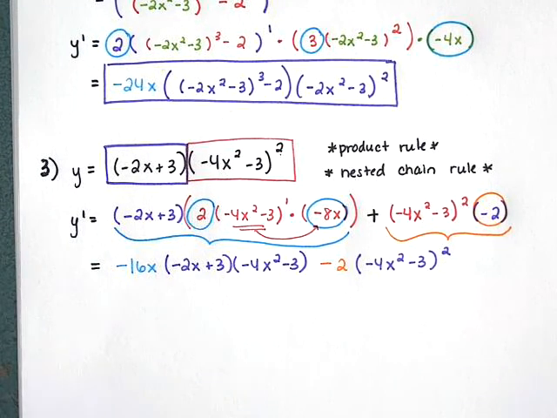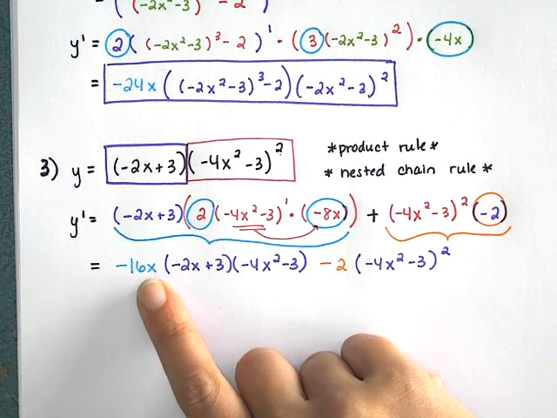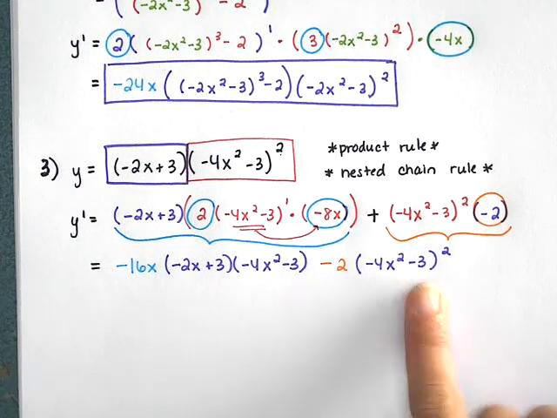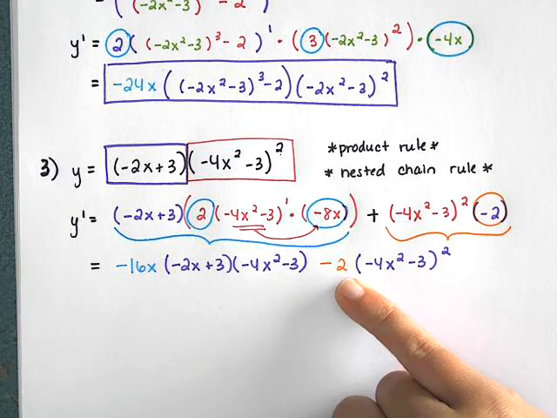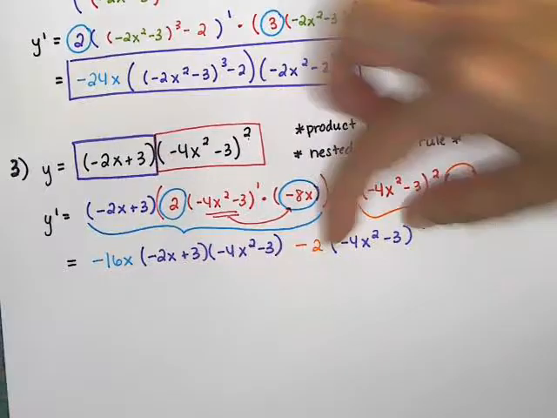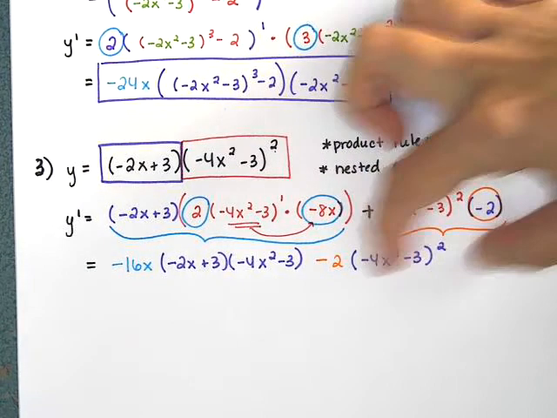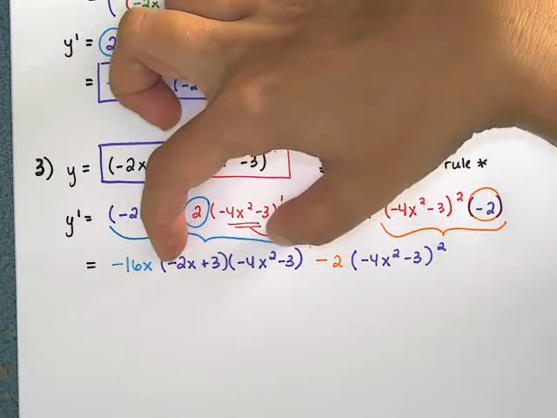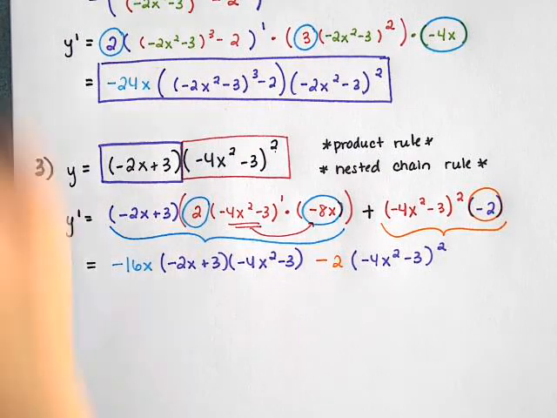Some students were asking me, couldn't you just FOIL all of this out, distribute the negative 16x? Couldn't you just distribute the negative 2? The reason you can't just distribute the negative 2 is because of this squared. The squared means that in order to simplify this, I would need to write this twice and then just FOIL it all out like I would do for here. To avoid having to do that, because that's a lot of steps, I'm going to look for a common factor.